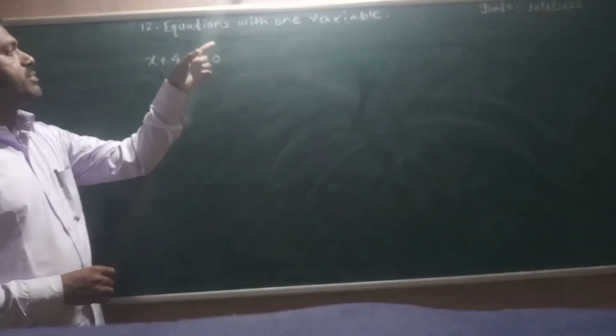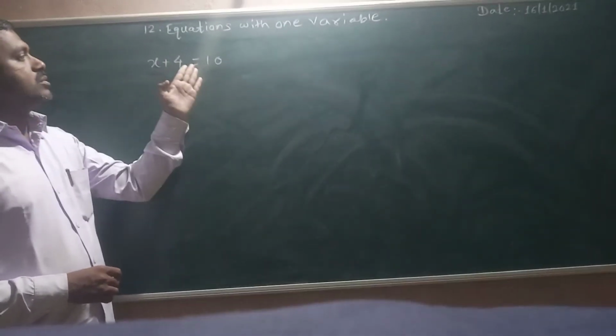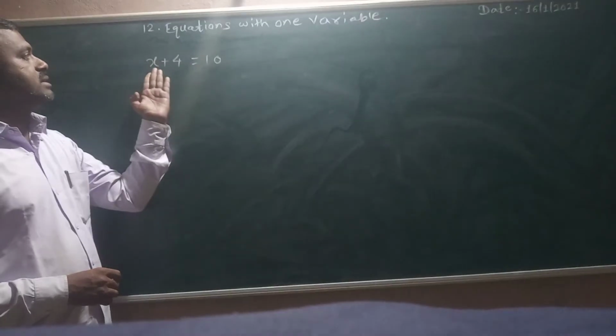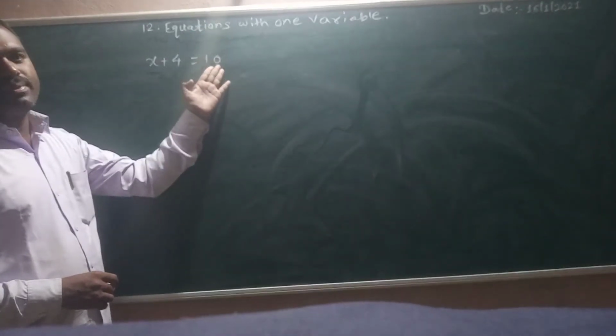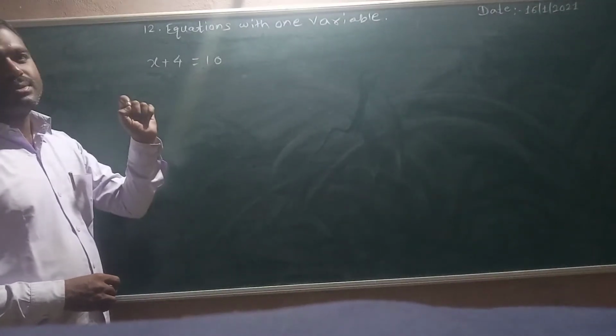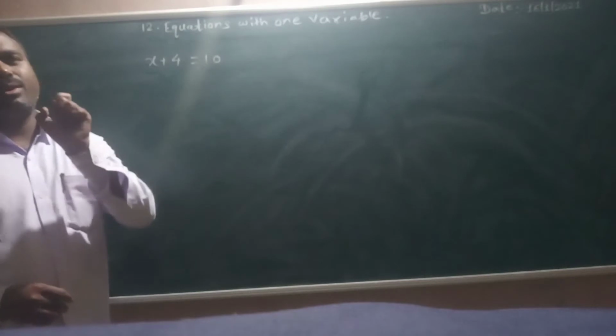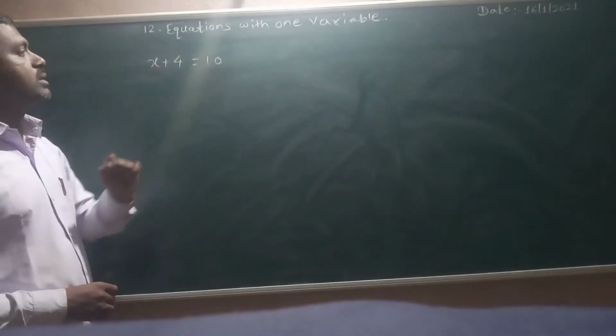Why it is called equations? Because equal sign is present. To the equal sign, left hand side x plus 4, it is algebraic expression, is equal to 10. Then that means we are calculating the value of x, that is equal to, when adding to the 4 we get the answer 10. That we have to calculate.